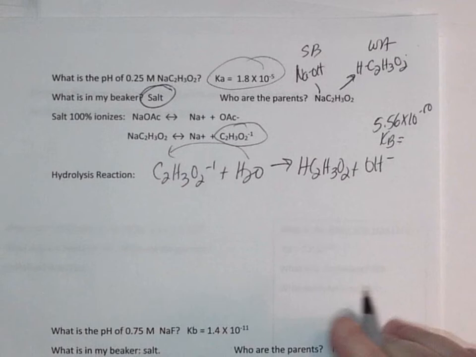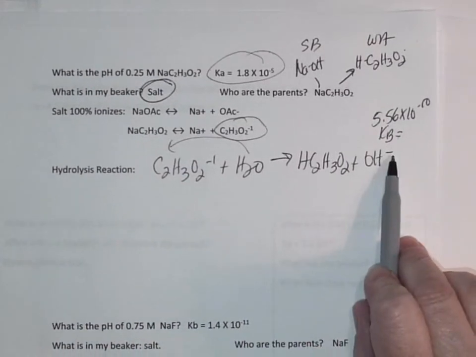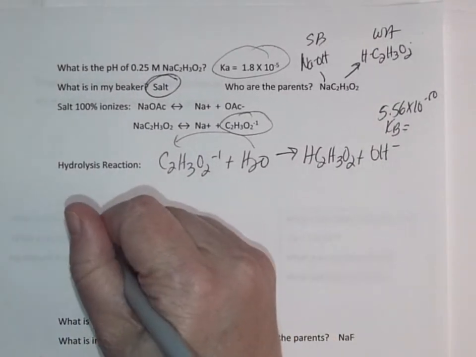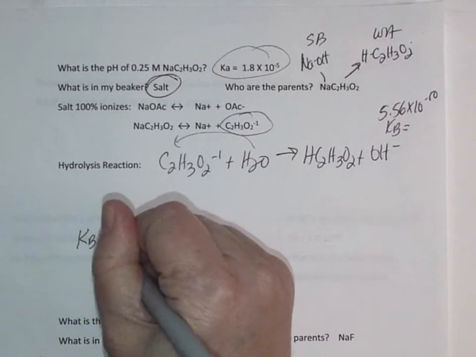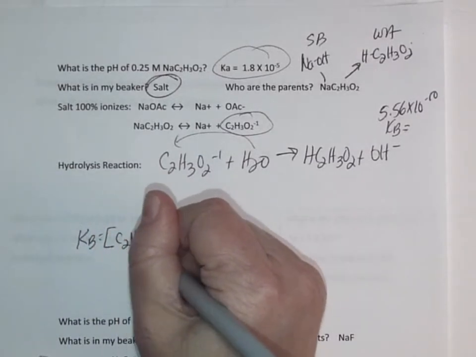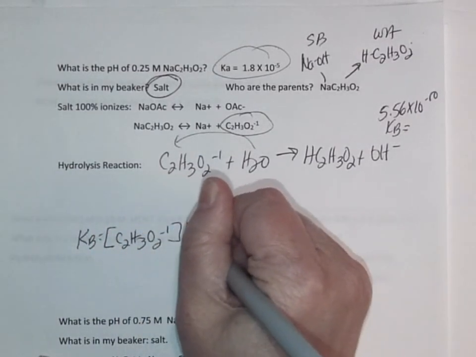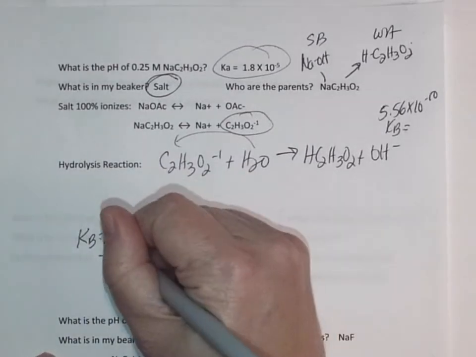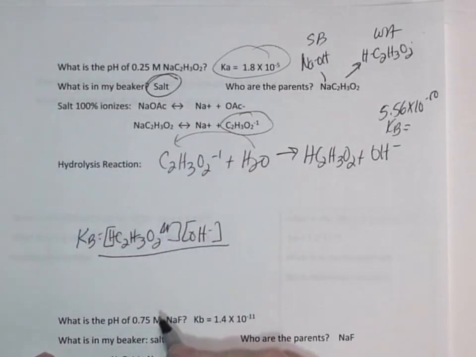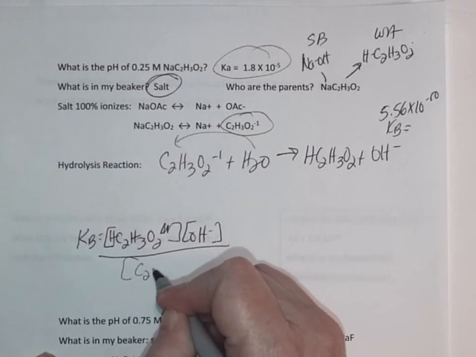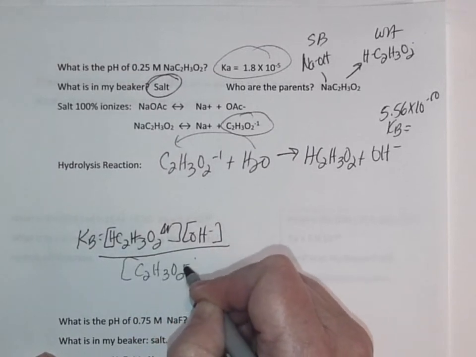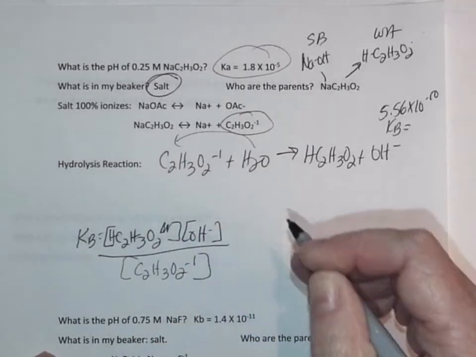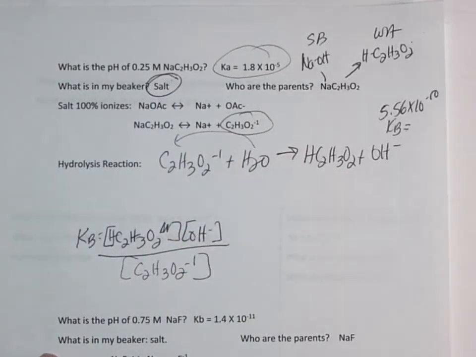All right, so I have my hydrolysis reaction. I have my Kb, and write your Kb expression. Just kind of makes you take another look at what you're doing. Oh, this should be HC2H3O2. All right, and then over here, C2H3O2 minus 1. So what's my concentration? I have a 0.25 molar of this concentration.